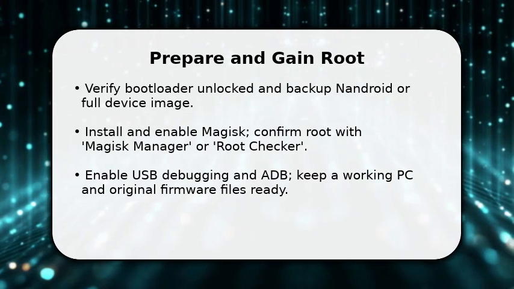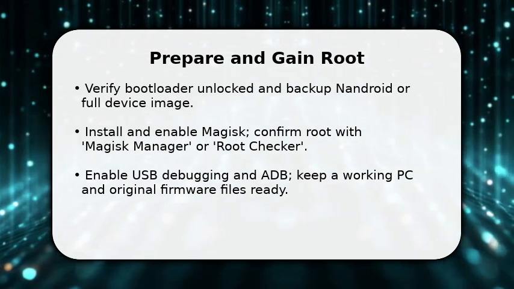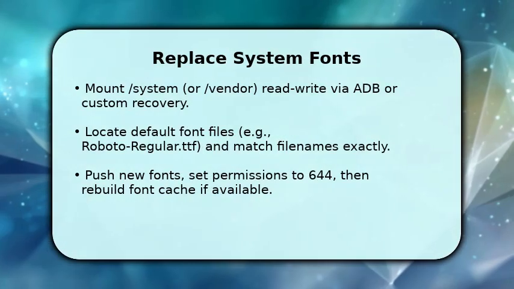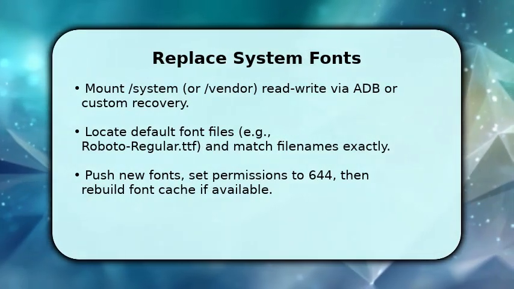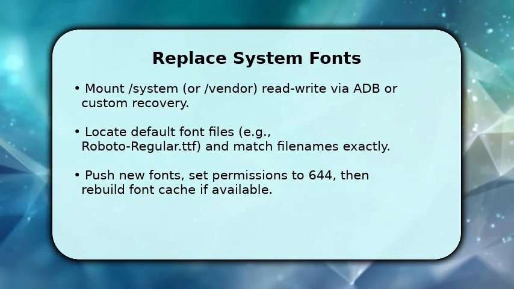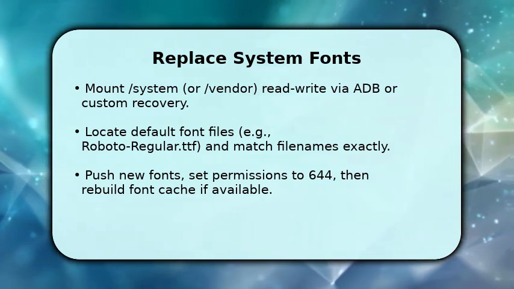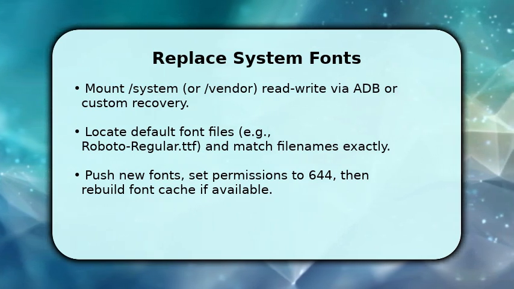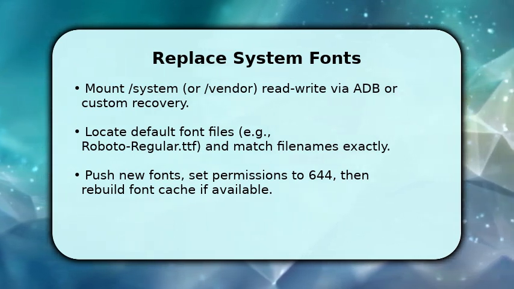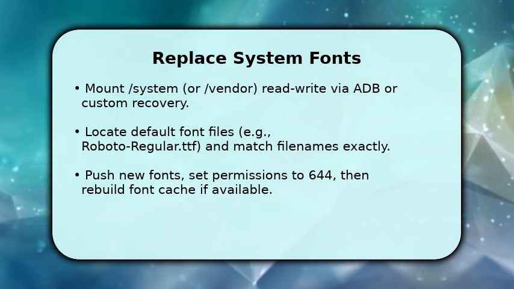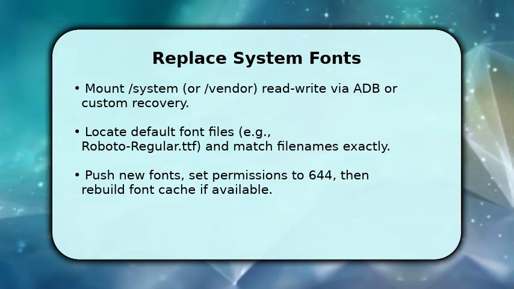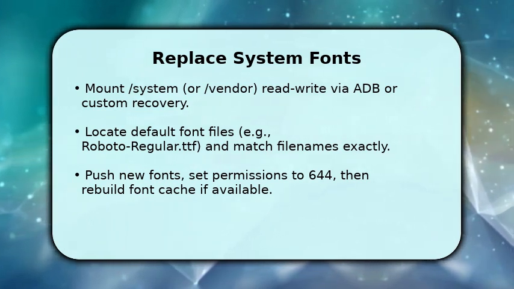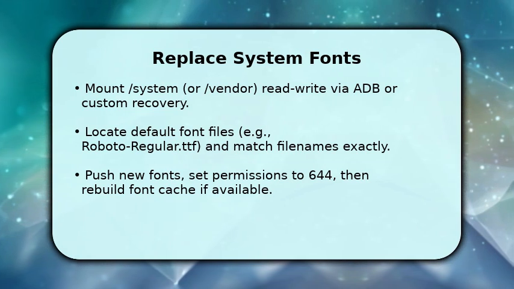Next, you replace the system fonts directly. Boot into custom recovery or use an ADB shell with root to remount /system or /vendor as read-write. This is necessary because these partitions are read-only by default. Once mounted, find the exact font file names used by your ROM, case-sensitive, and prepare replacement TTF or OTF files that match those names. Push them via ADB or a Magisk module, and set file permissions to rw-r--r-- (644).